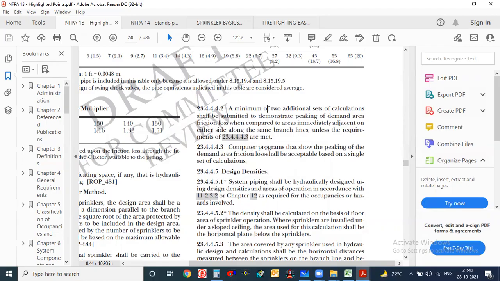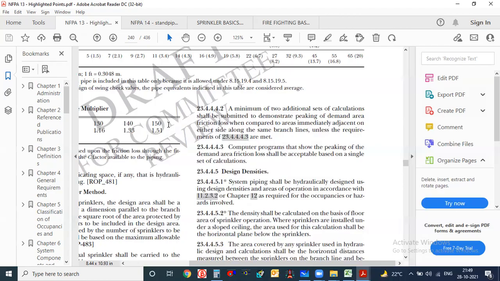Computer program that shall be accepted based on a single set of calculation. You can even go with a single set of calculation, because here it is telling computer program is nothing but Allied software only, or any other software like PipeNet, or if NFPA is using any software, anything it can be. So this is what it is telling. As per this point, we understand this only. But at least if you do 2 sets of calculation, it will be helpful to you, because no one will question us after we design.